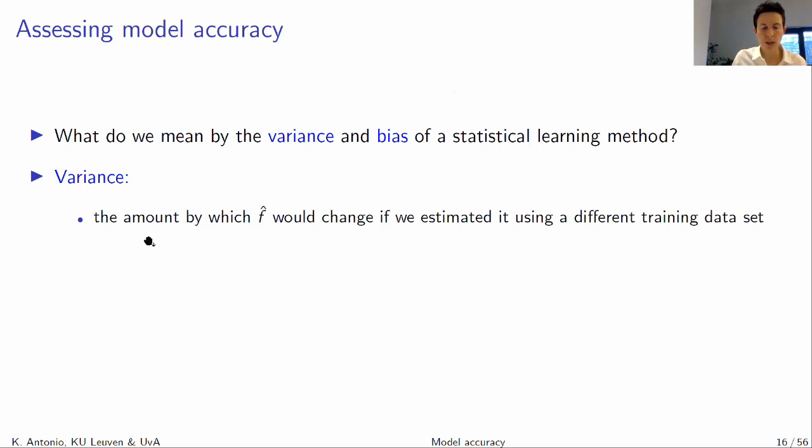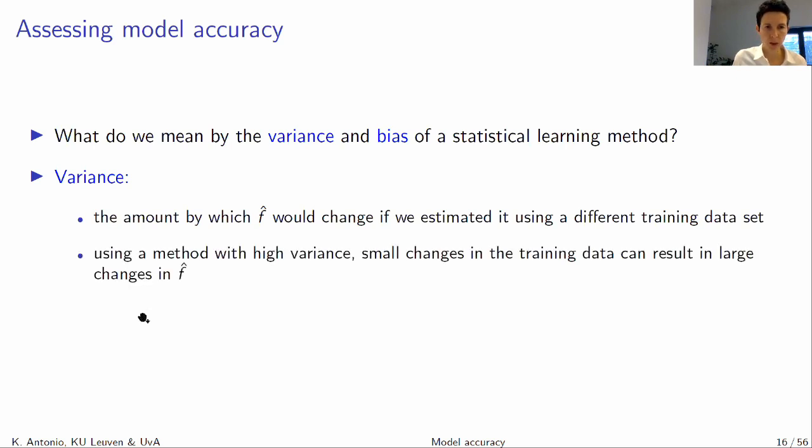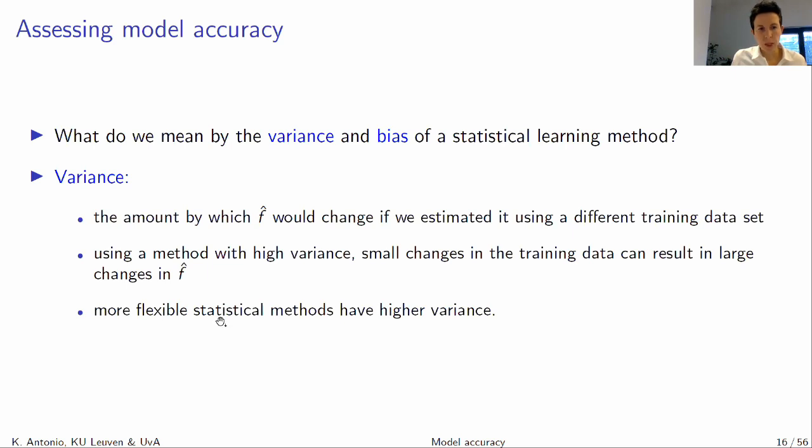So typically you'll see that if you have very flexible methods, think about a gradient boosting or a neural network, if you would calibrate the same model on a different training data set, then the model could change quite a lot. So that's a method with high variability. That's the second bullet here. If you use a method with a high variability, small changes in your training data could result in large changes in the f hat. In general, as I already mentioned, more flexible statistical methods will have higher variability.